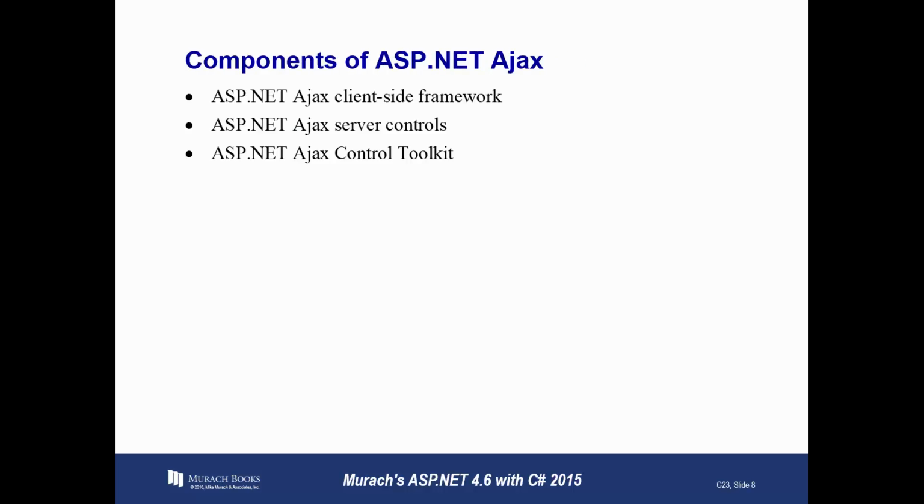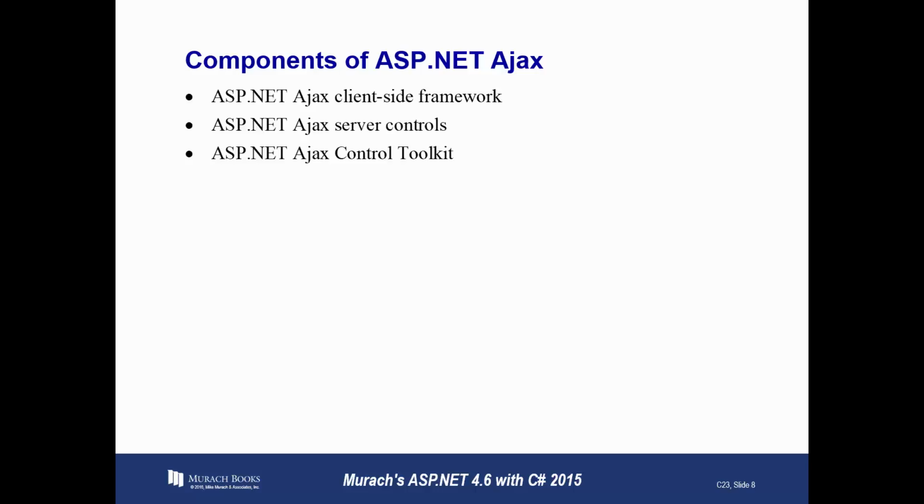Now, the three components that make this work are, first, the ASP.NET AJAX client-side framework, which is a JavaScript library that's loaded by the web browser when the AJAX-enabled ASP.NET page is displayed. What that does is it allows JavaScript code to interact with the ASP.NET application server through the XHR object.